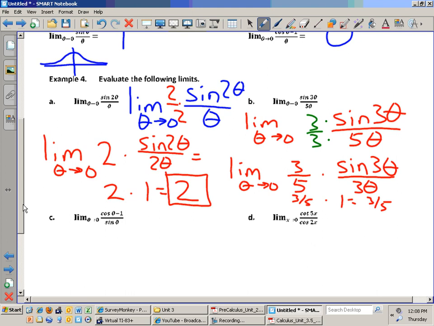The 2 theta doesn't come on the bottom until I multiply the top and the bottom by 2. So I start out like this, sine of 2 theta over theta, and I say I need a 2 in the denominator. So I multiply the top and bottom by 2. So the 2 gets absorbed in the denominator. The 2 up top is right out here, like a 2 over 1.